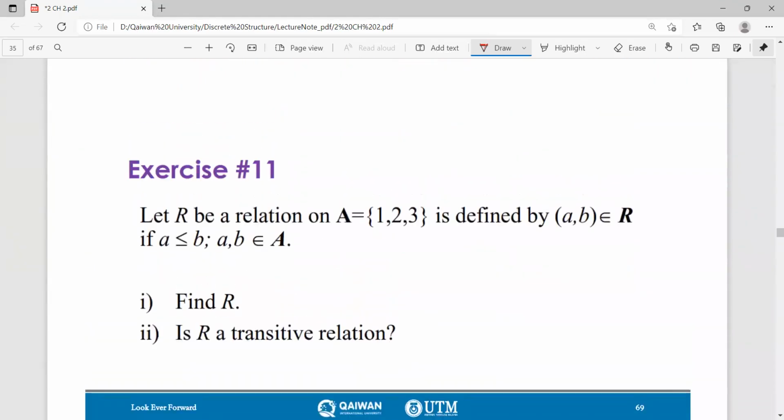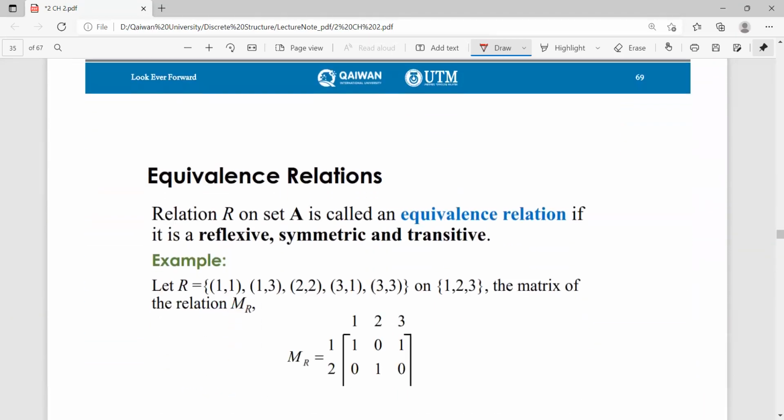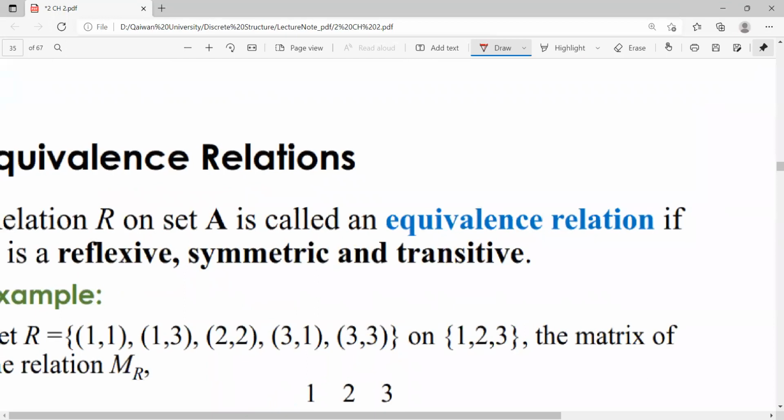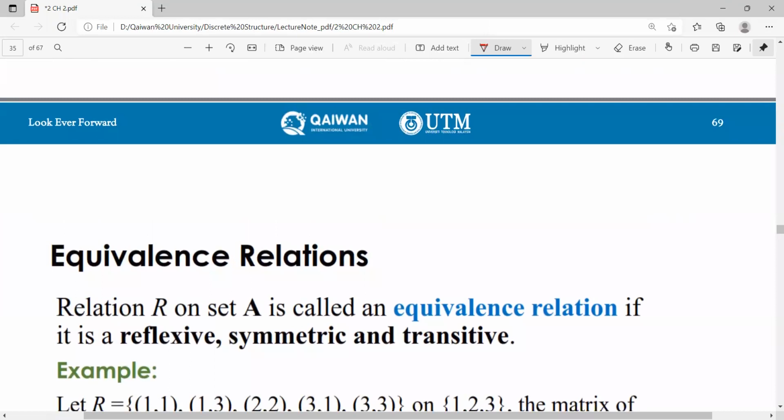Here we have an exercise. Now we have equivalence relation. For the equivalence relation, we say if a relation satisfies reflexive, symmetric, and transitive, that relation is an equivalence relation. A relation is an equivalence relation if it is reflexive, symmetric, and transitive at the same time.